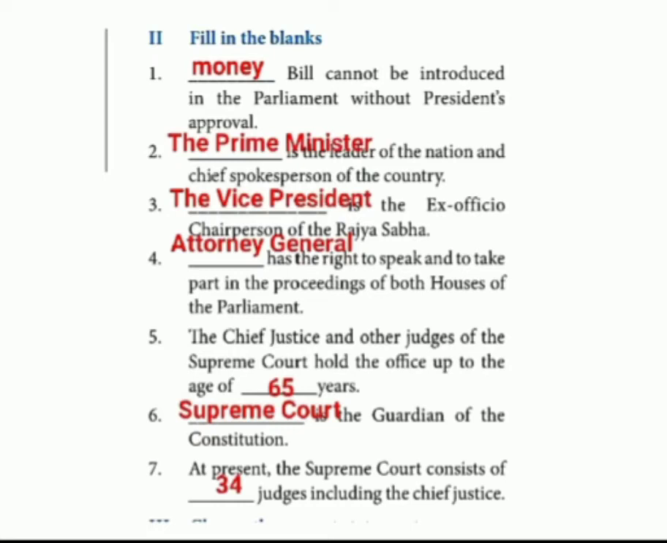Fifth one, 65 years. Then sixth one, Supreme Court. Seventh one, 34 judges.